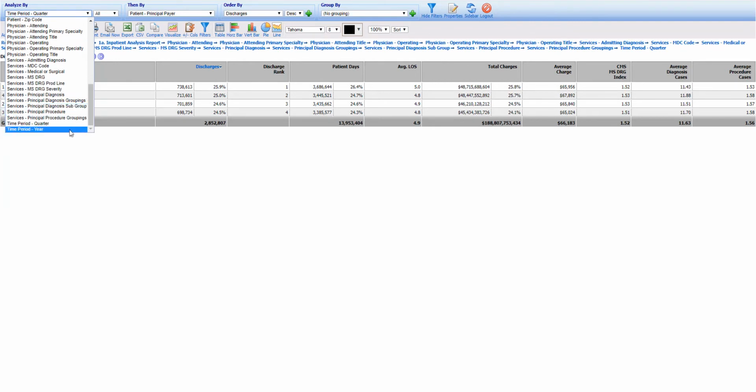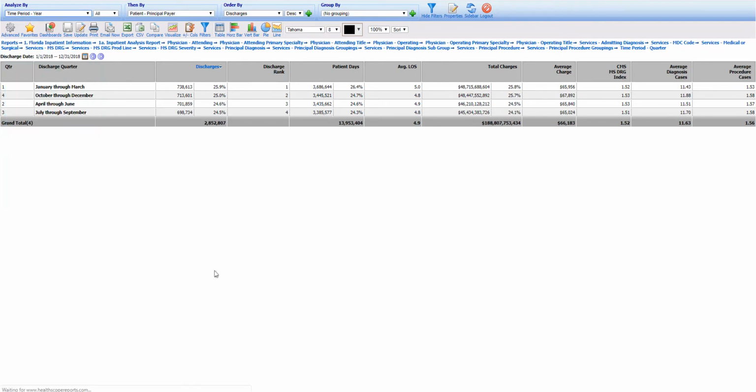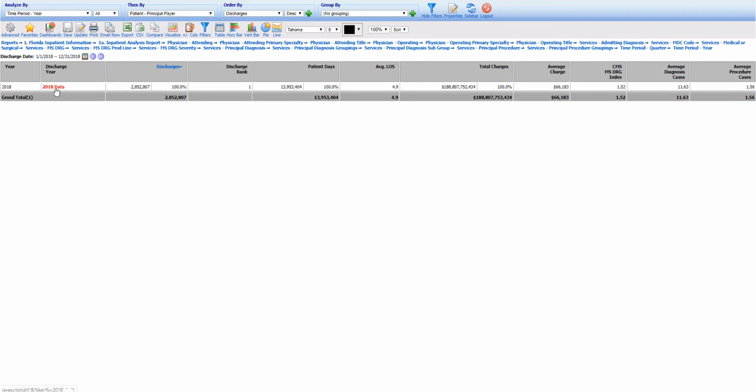The next data element shows the year time frame. The year option is self-explanatory in that it shows the data in years.